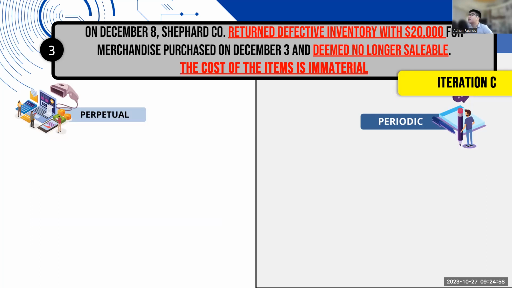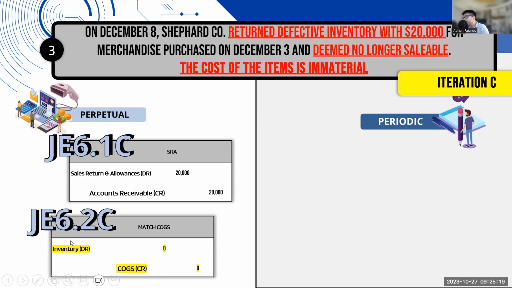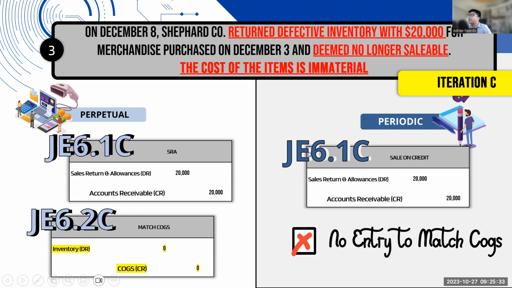Iteration C. Nag-return ka ulit ng 20,000, pero ang nakasabi, the returned purchase merchandise is deemed no longer saleable. The cost of the items is immaterial. So, iteration C, hindi mo na mabenta, pero the cost of the items is immaterial. Paano natin i-journal entry? Same pa rin yung first journal entry. Pero ito, debit inventory credit COGS of 0. So technically, wala ka rin journal entry here. Pero 0 to. Kaya kasi, bakit 0 na? Kasi deemed no longer saleable and the cost of the items is immaterial. So no entry to match COGS. So iteration C, 0 na. And then technically, this translates to no journal entry.